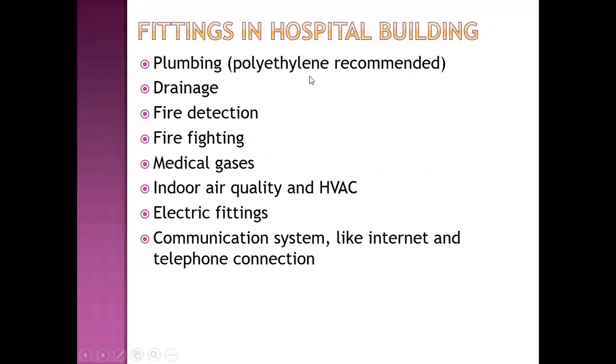Fittings in building include plumbing, and polyethylene is recommended material. Fittings include drainage. Fittings include fire detection system and firefighting system. Fittings include fittings for medical gases. Then it includes indoor air quality and ventilation system. Fittings include electric fittings and communication system like internet and telephone connections.